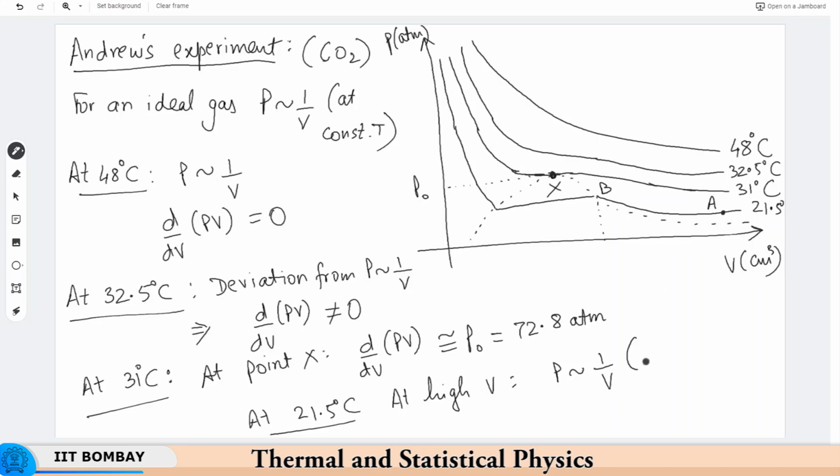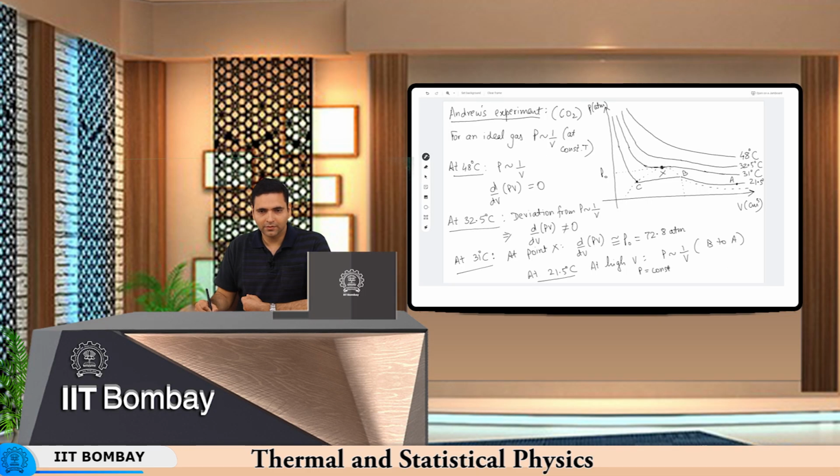Let's call this point C. But P was constant between point B to C. But below, P increased drastically, abruptly, between A to C.